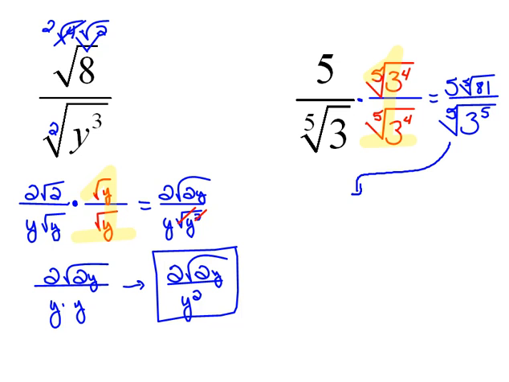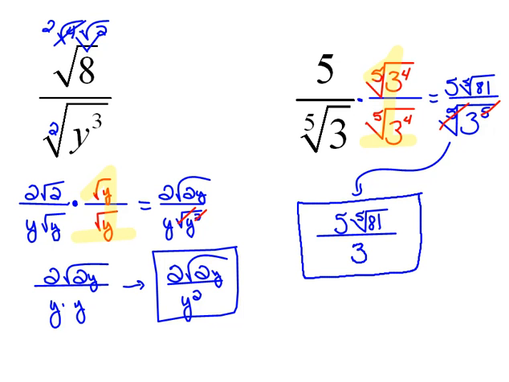Okay, so now let me come down here to finish simplifying. So we have 5 times the fifth root of 81 over, now on bottom here, our fifth root and our fifth power will cancel each other out, and we're just left with a 3. So this is actually the fully simplified version.